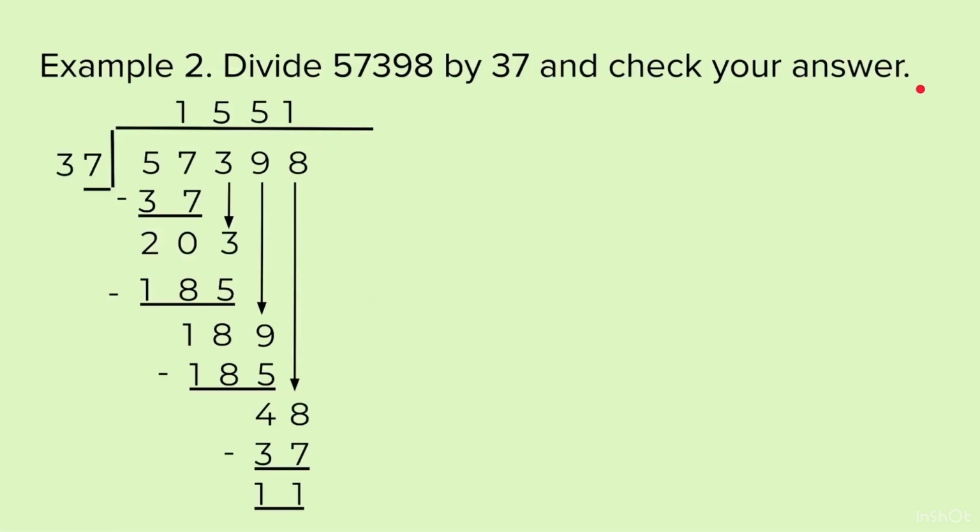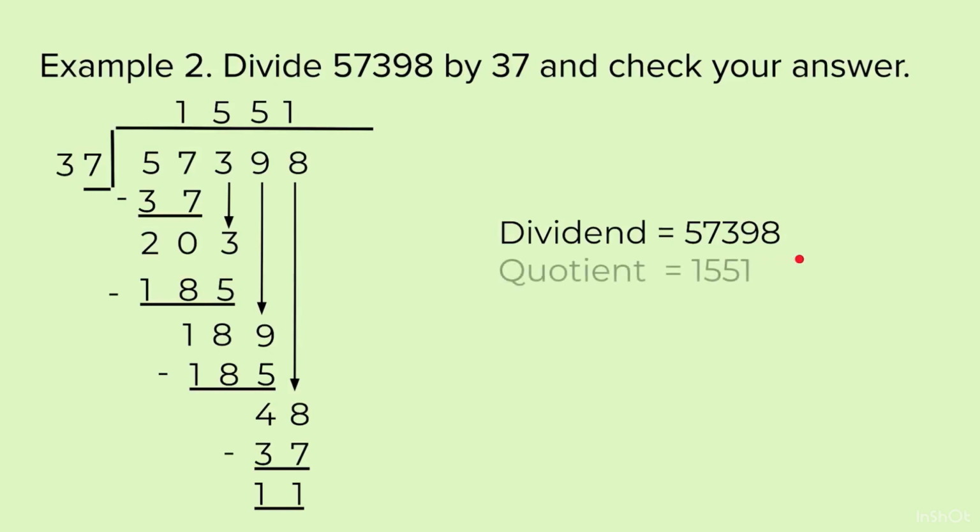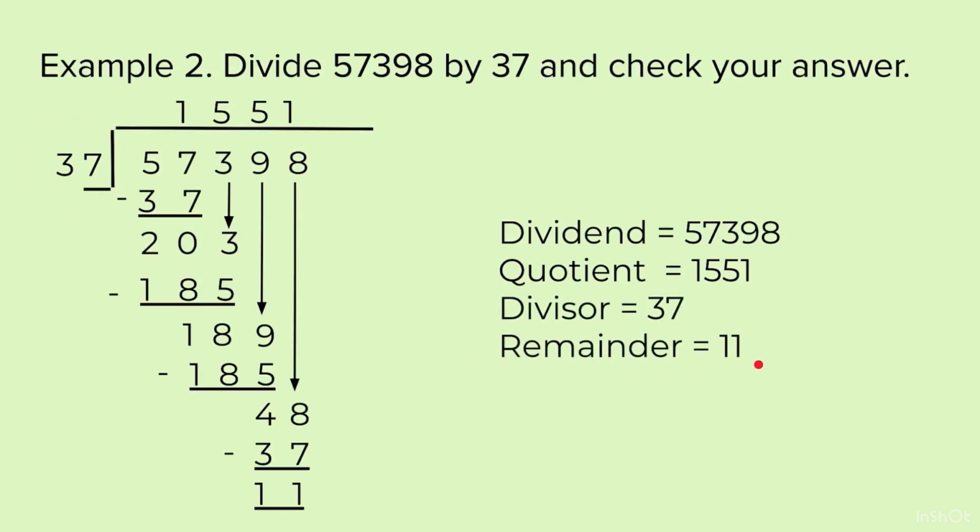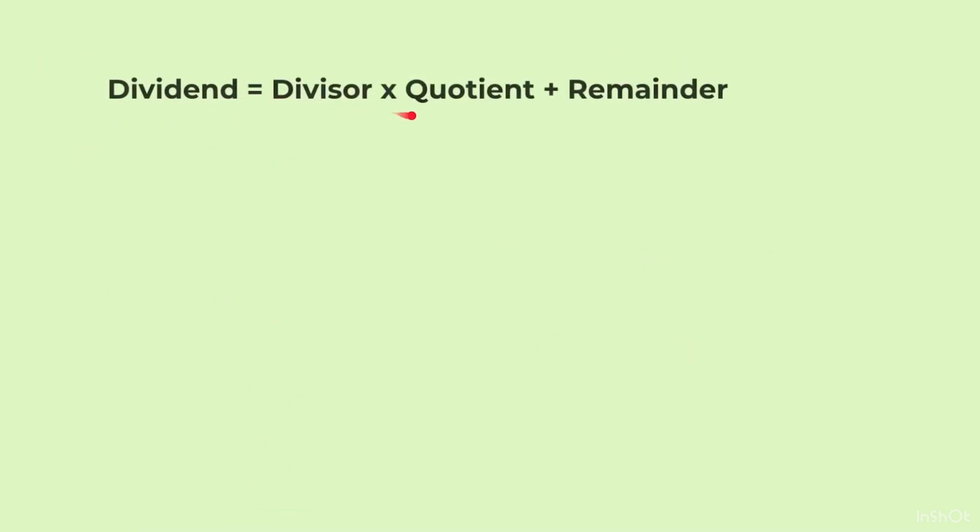Now in this question, we also had to check the answer. So first let us write the terms. Dividend is this number which is 57398. Quotient is 1551. Divisor is 37 and our remainder is 11. Now, as per the formula, dividend is equal to divisor into quotient plus remainder. So we will put all the values on this side and whatever answer we get, if that comes equal to the dividend, that means our calculations are correct.